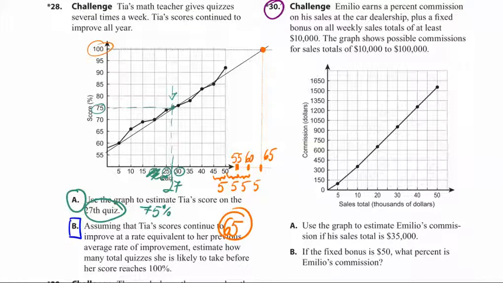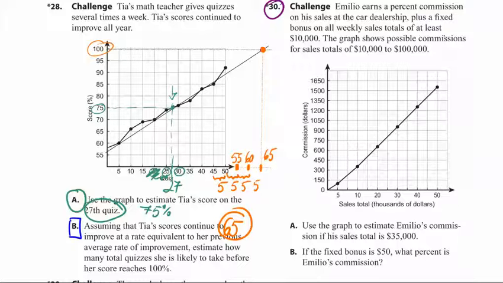Emilio earns a percent commission on his sales at the car dealership plus a fixed bonus on all weekly sales totals of at least $10,000, right? So in order to get a fixed bonus, Emilio needs to sell at least $10,000, and everything over that will award him the commission. I'm talking about bonus, right? The graph shows possible commissions for sales totals of $10,000 to $100,000. All right.